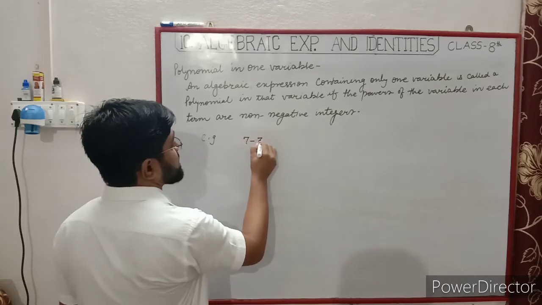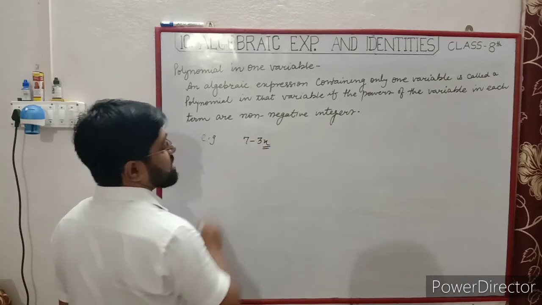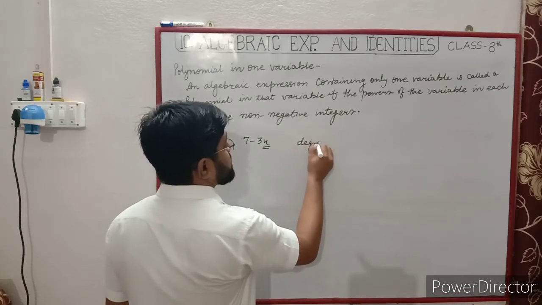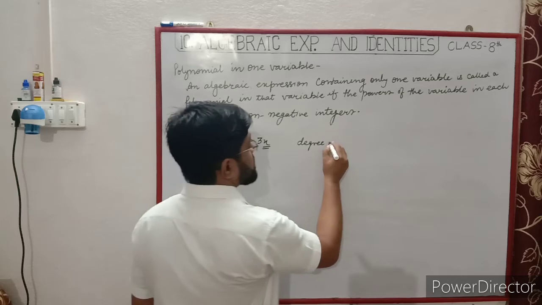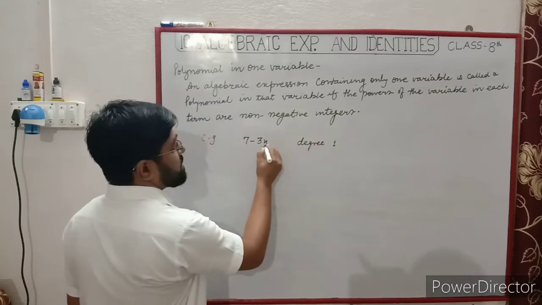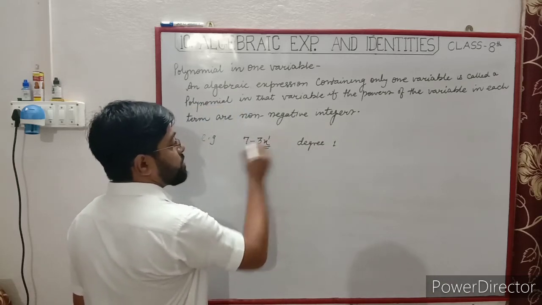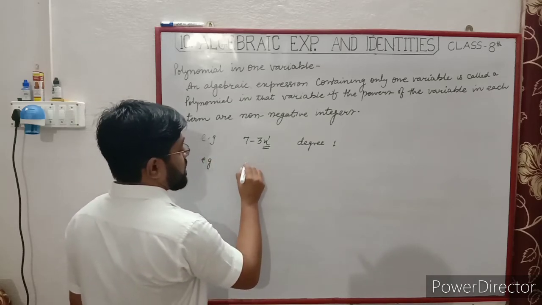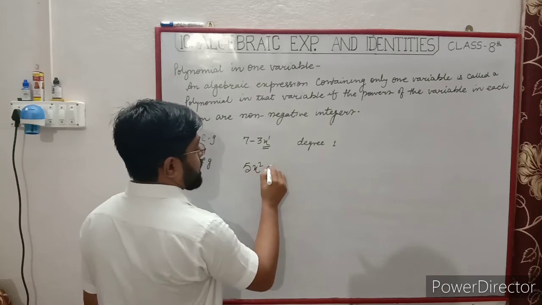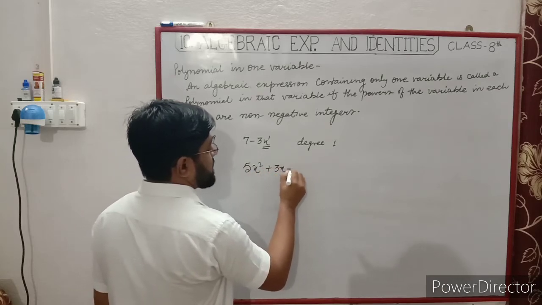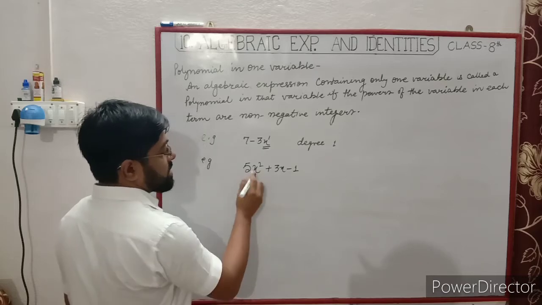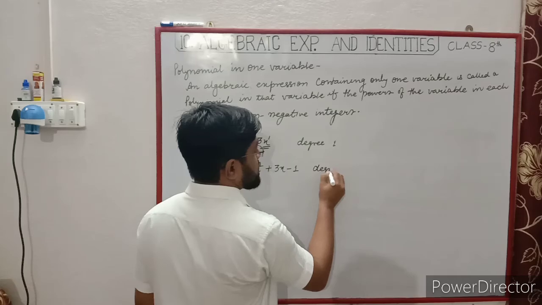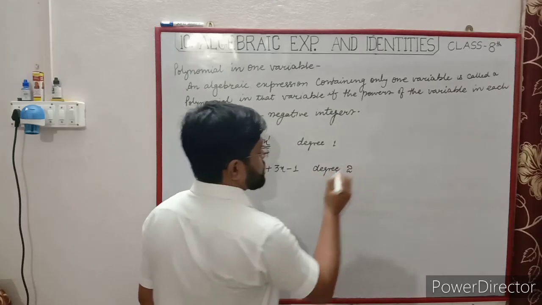7 minus 3x. Here the variable is x and the degree of the polynomial is 1 because the power of the variable is 1. Let's see one more example. 5x square plus 3x minus 1. Here the maximum power of the variable is 2, so the degree is 2.